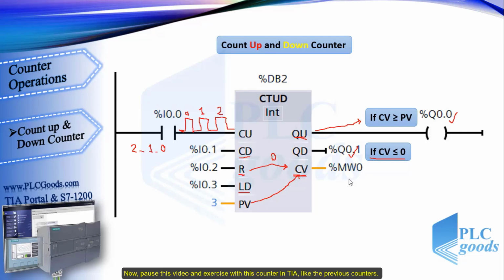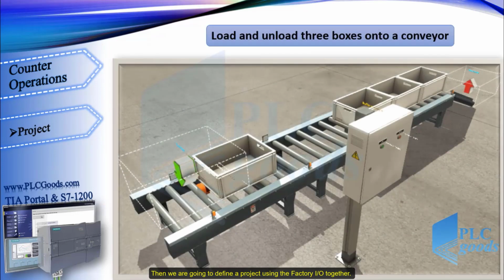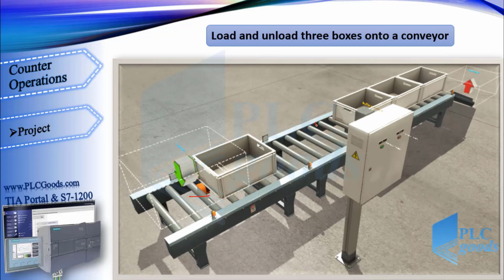Now, pause this video and exercise with this counter in TIA, like the previous counters. Then we are going to define a project using Factory IO together. Here we have two conveyors which are called entry and buffer conveyors. Also here we have three sensors and two push buttons to start and stop the process.